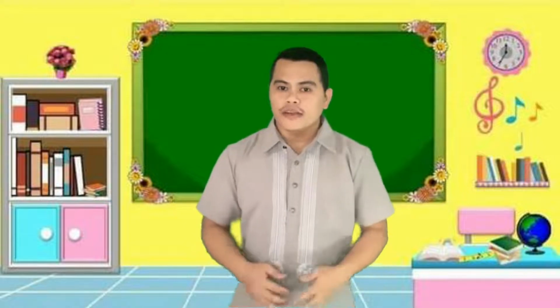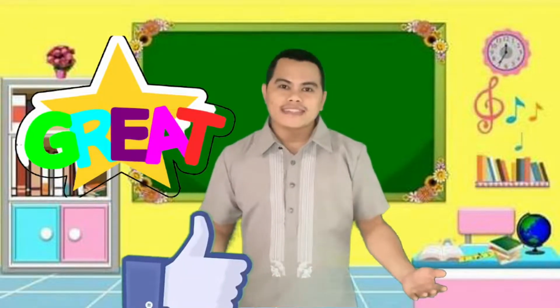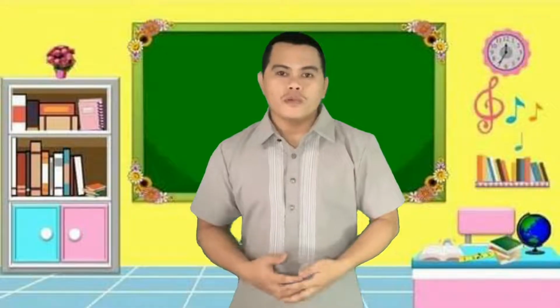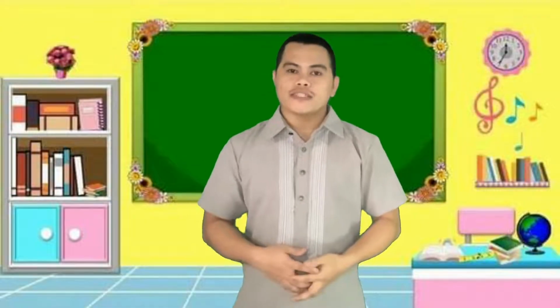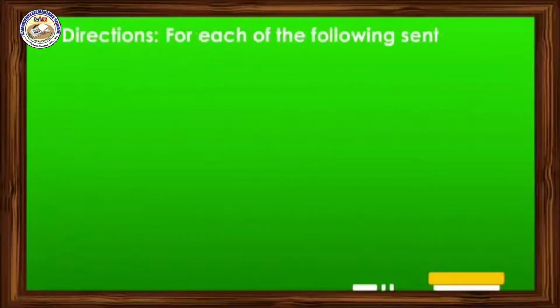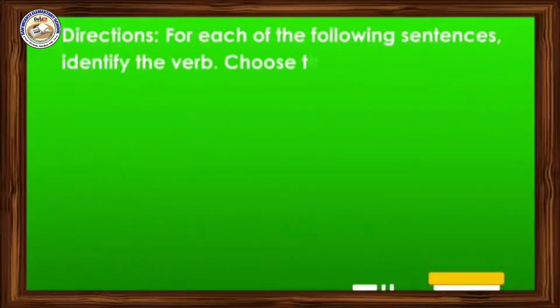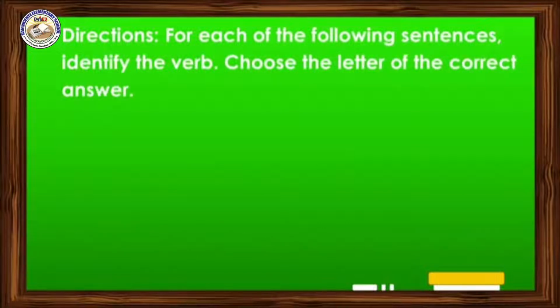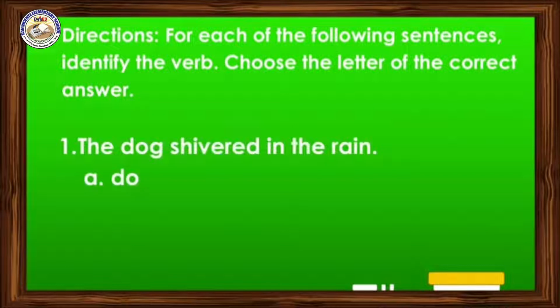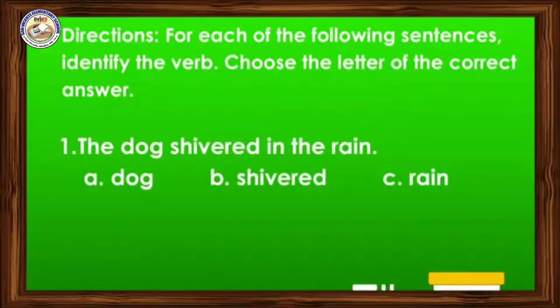Are you all ready to learn? Yes! Great! But before we begin, let's first answer this test. Directions: for each of the following sentences, identify the verb. Choose the letter of the correct answer. For number 1, the dog shivered in the rain. Letter A, dog. B, shivered. Letter C, rain.